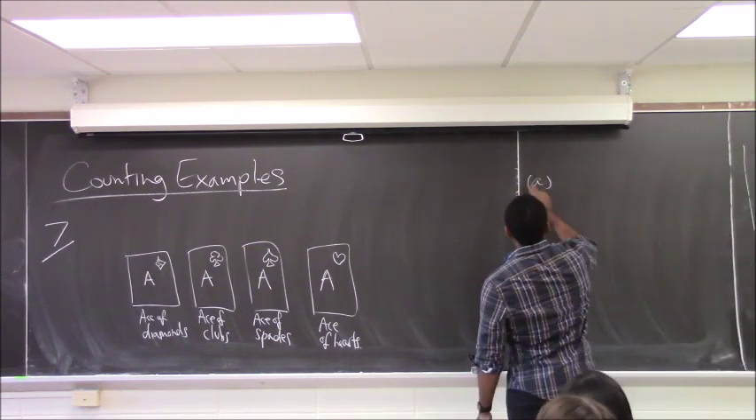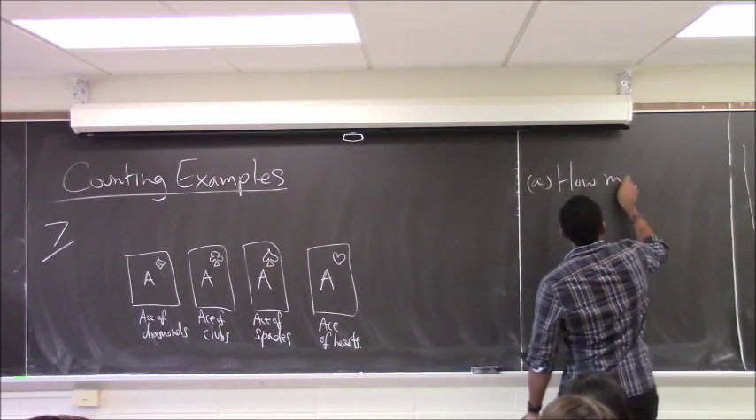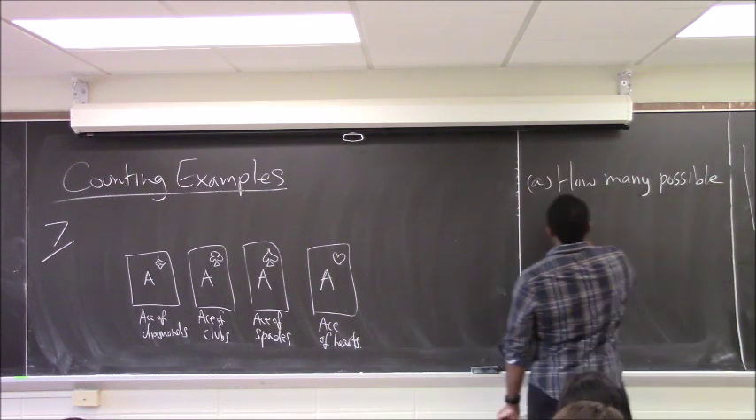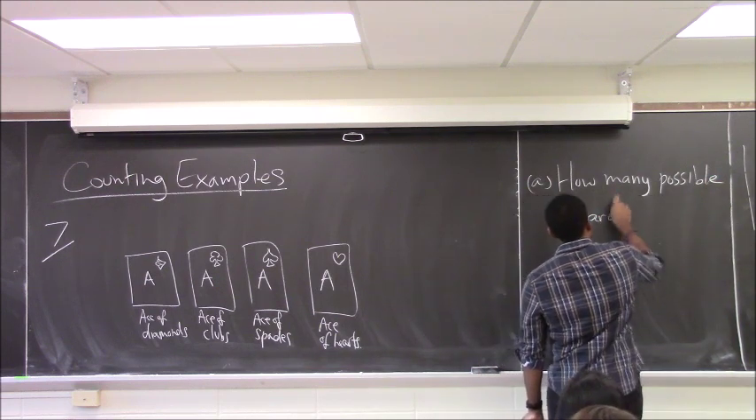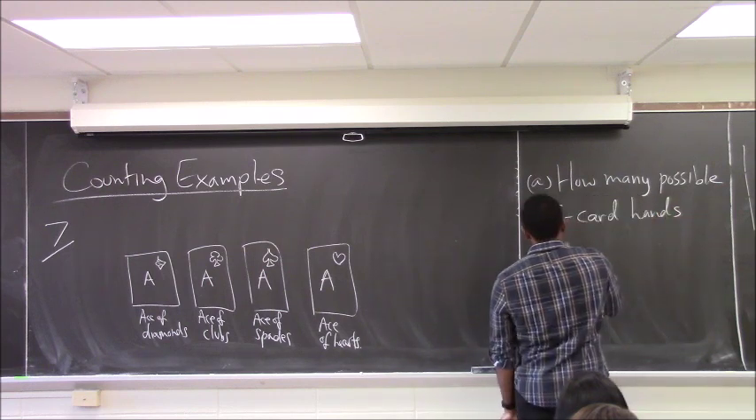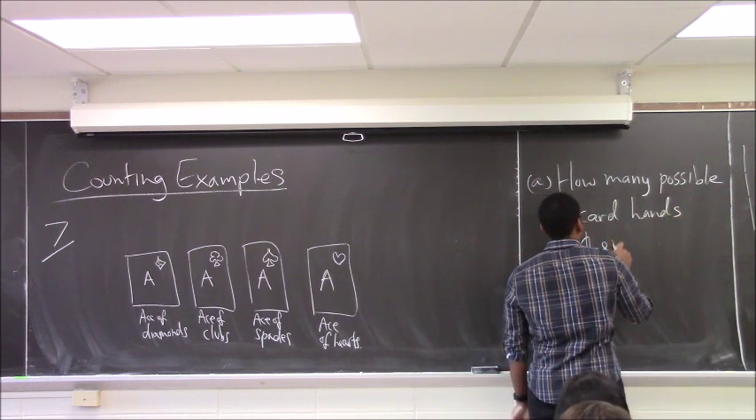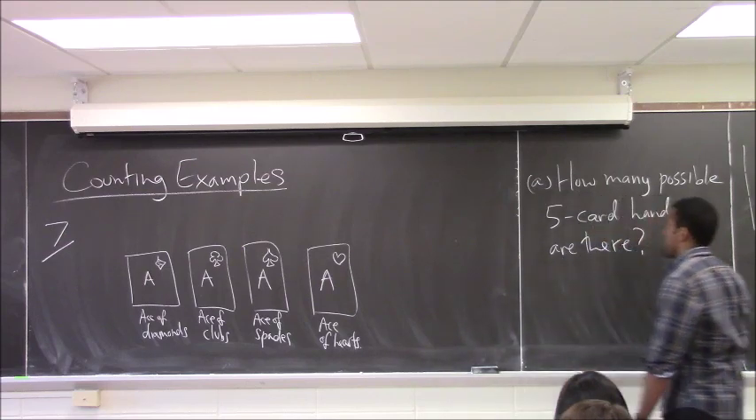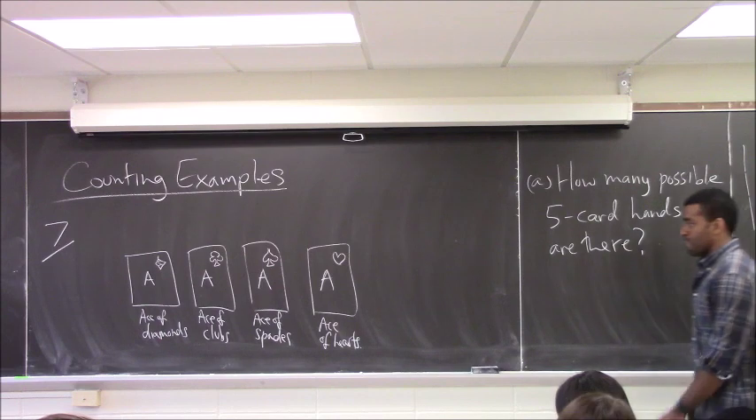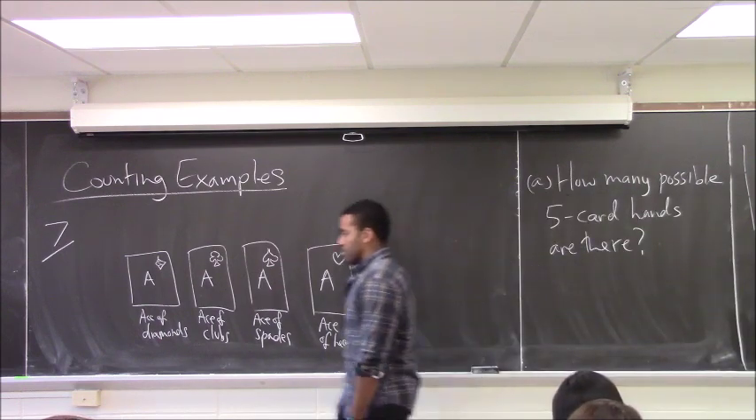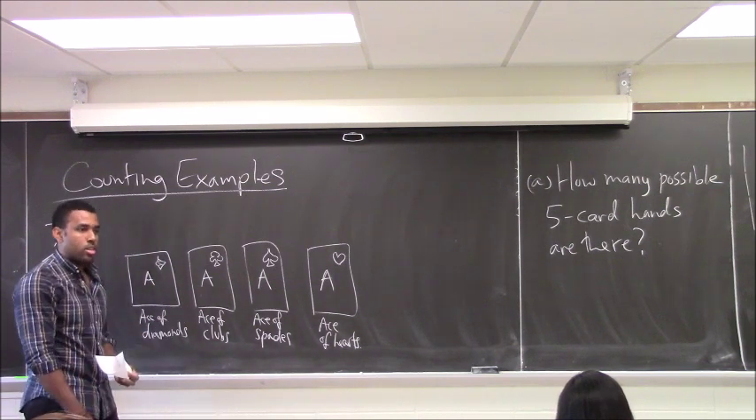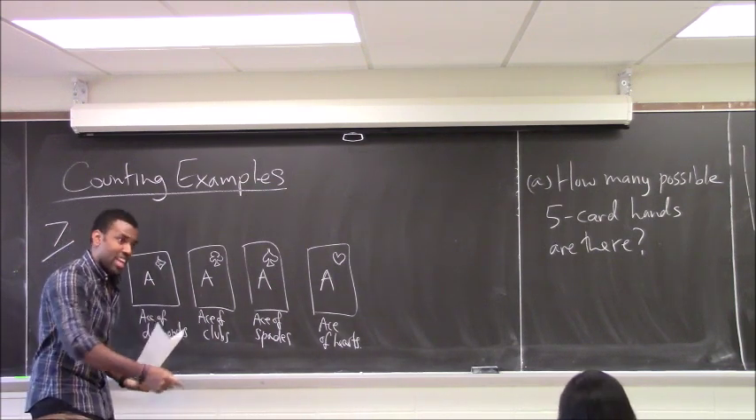So A. How many possible 5-card hands are there? That's the first question. How many? Someone's shuffling a deck, they give you 5 random cards. How many possible ways could that situation turn out?